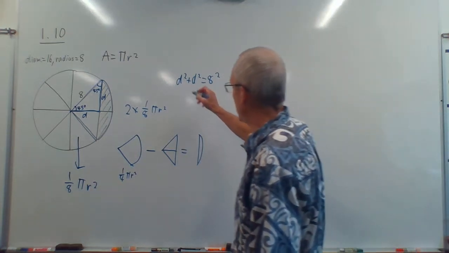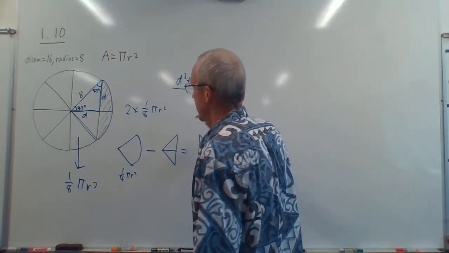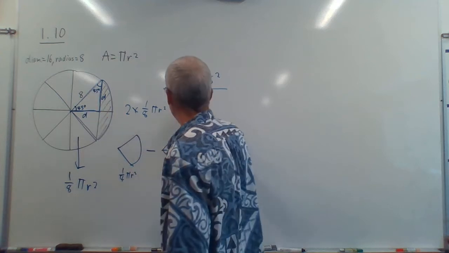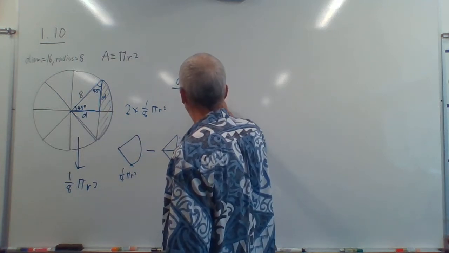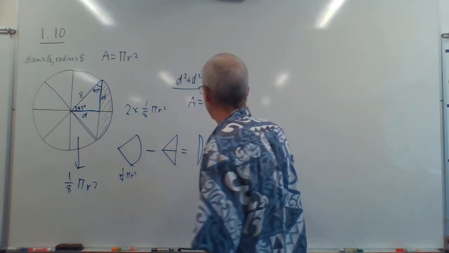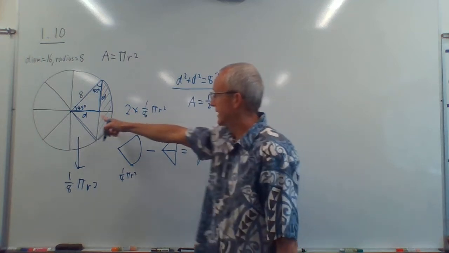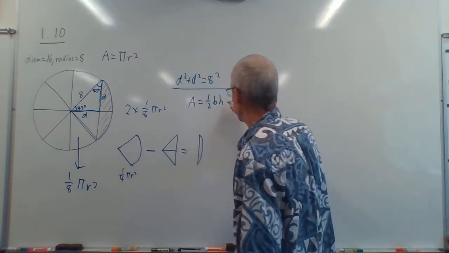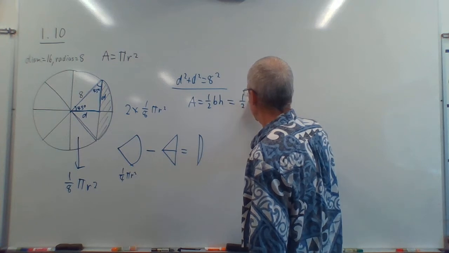So now, after you figure out what D is, we can figure out the area of the triangle, because the area of a triangle is 1/2 base times height. The base is D, the height is D, that's really cool. So that's 1/2 D squared.